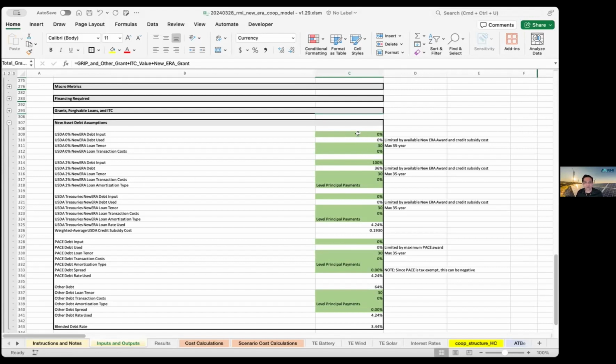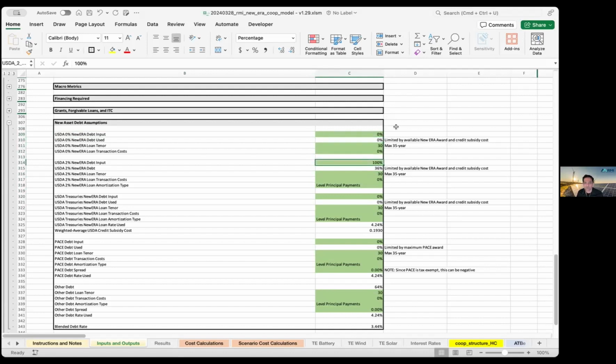This section of the model allows you to input for each option in New Era, 0%, 2%, or treasuries level debt, the fraction of new asset financing that you're looking to use 0% debt, 2% debt, or treasuries. So that's the first input that you put in. As it turns out, though, your New Era award will limit these fractions. And so the model actually incorporates those limitations.